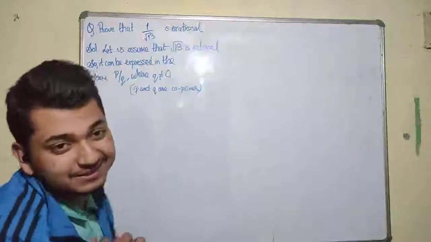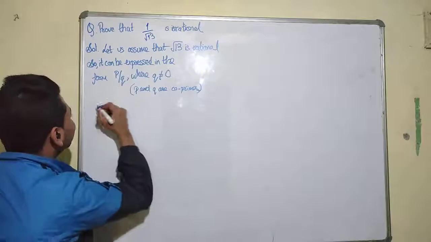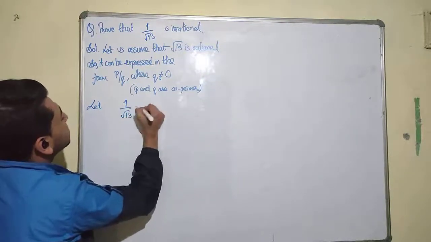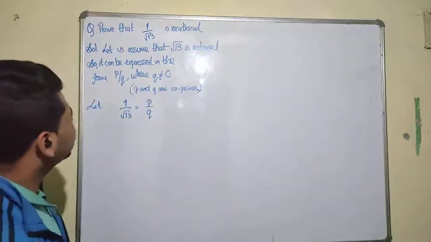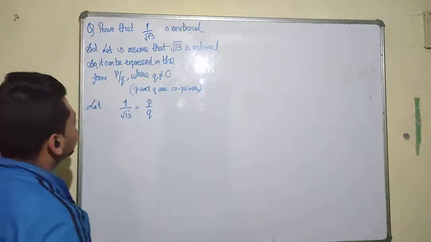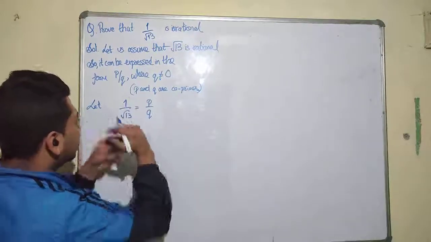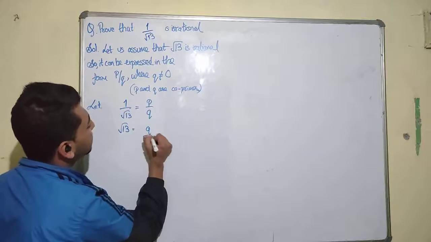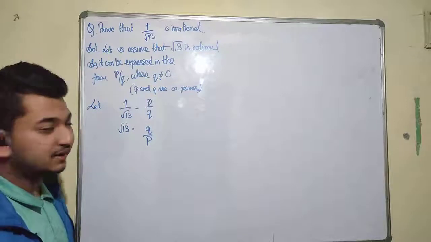Because of this statement, we'll get 1 mark. We have to write this statement. Now let 1 by under root 13 equal p by q. What we'll do basically is write it upside down. So under root 13 is equal to q by p.